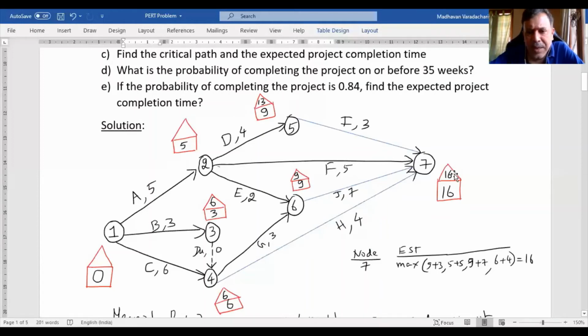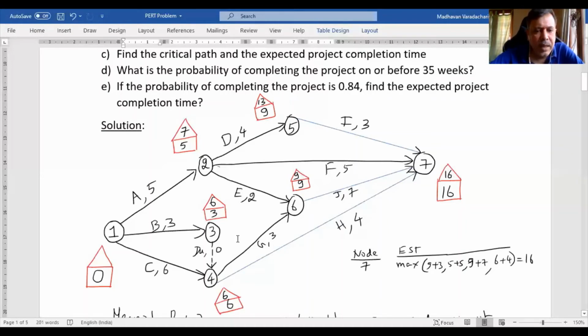If it is from 7, it is 16 minus 5, it is 11. So out of 9 and 11, 9 is the least. Let us only remember 9 now. Then if it is from 6, it is 9 minus 2, it is 7. Now of 9 and 7, the least is 7. So let me fill up here with 7.